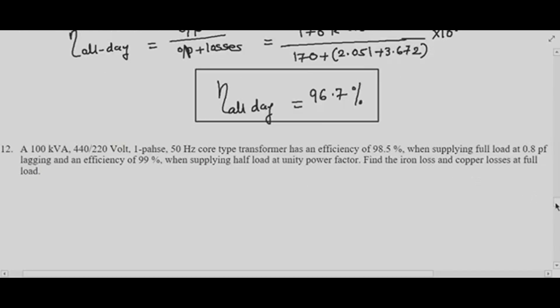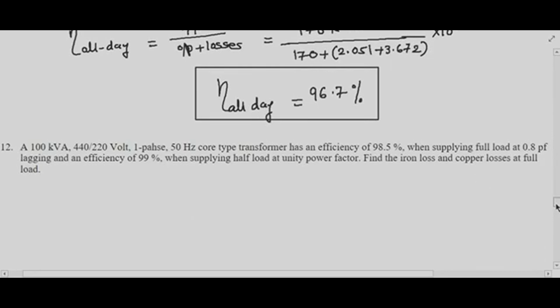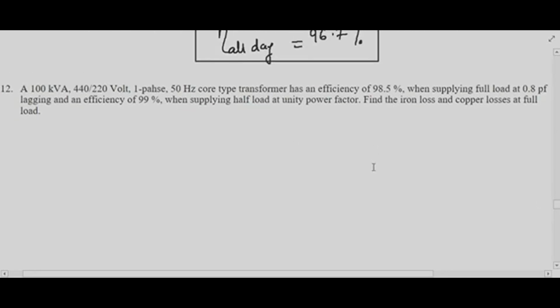Next problem statement is given below. A 100 kVA, 4000 by 220 volt, single phase, 50 Hz core type transformer has an efficiency of 98.5% when supplying full load at 0.8 power factor lagging, and an efficiency of 99% when supplying half load at unity power factor. Find the iron loss and copper loss at the full load.